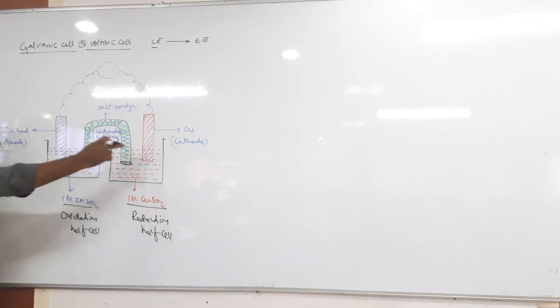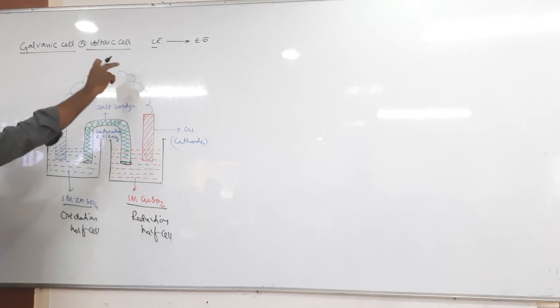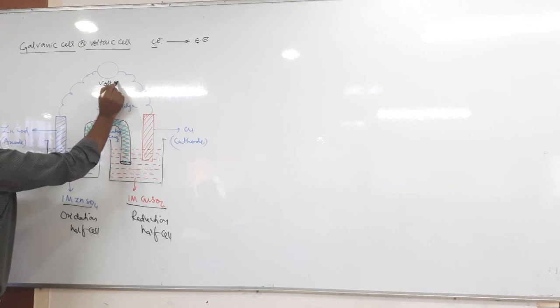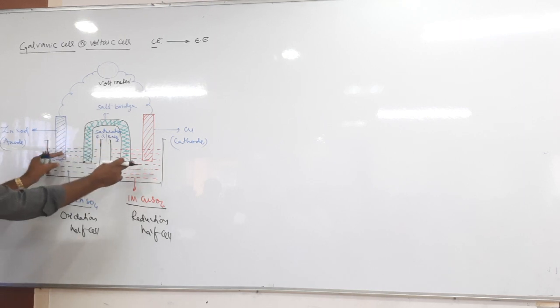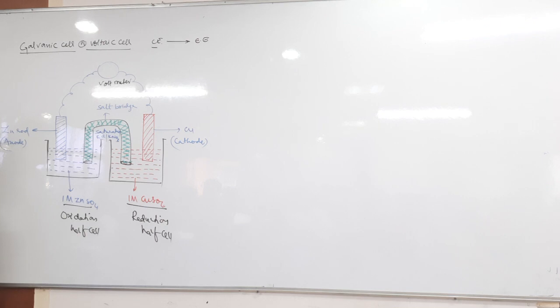Both the zinc rod and copper rod, the oxidation half cell and reduction half cell, are externally connected through the voltmeter and internally connected through the salt bridge. This is a salt bridge. When the circuit is completed internally as well as externally, it is observed that current flows in the circuit. This is the construction. Next we have working.